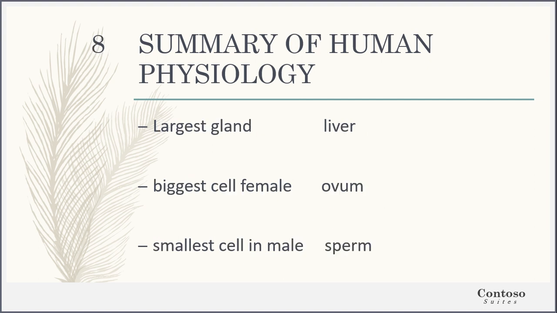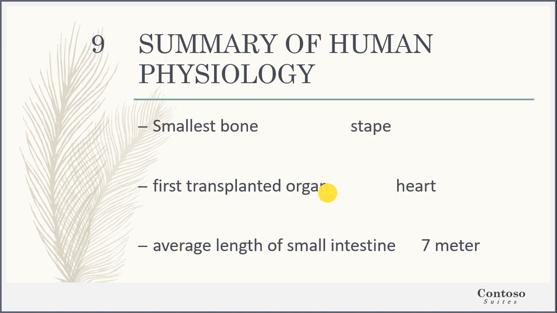Then the largest gland in human beings is the liver, and the biggest female cell is the ovum, or we can say ova. Ovum is a singular structure, and this biggest cell, the ovum, is only present in females, not in males. Then we have the smallest cell, which is present in males, and it is the sperm.